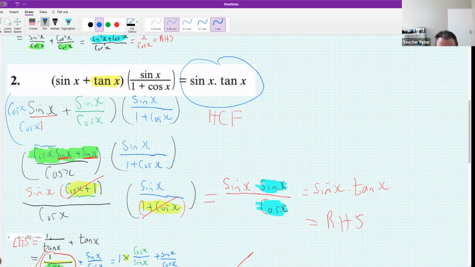Now, again, let's go back and look at what we did. Step 1 was to replace the tan x with sine x over cos x. Step 2 was to make the denominator the same and put it together. Okay, so that was that. Step 3 was to factorize. Step 4 was to cancel out. And step 5 was to recognize the identity with tan.